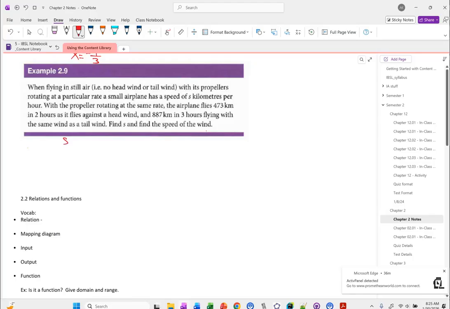S and the speed of the wind. So S, we're told, was like the speed of the plane in still conditions. And we need a variable for the speed of the wind. What variable would we want to use here? What letter makes sense? I would pick W, right?